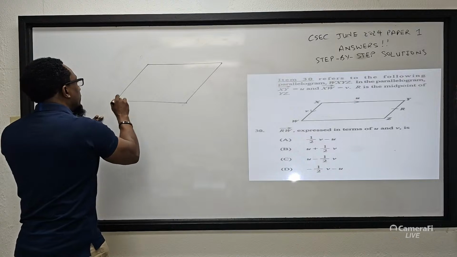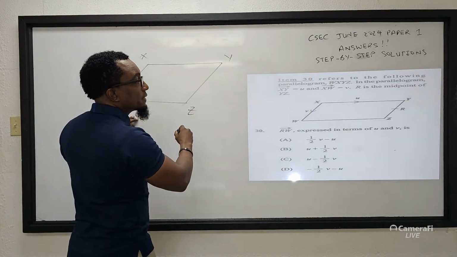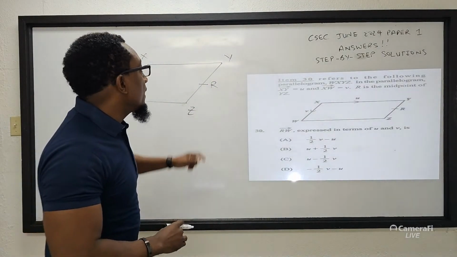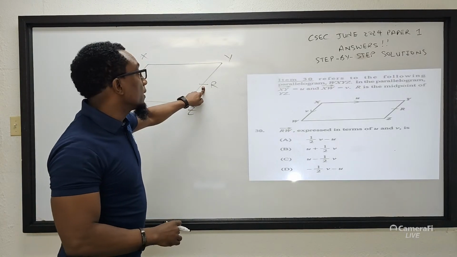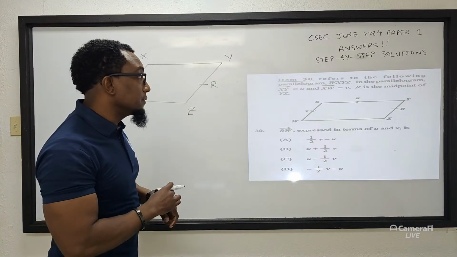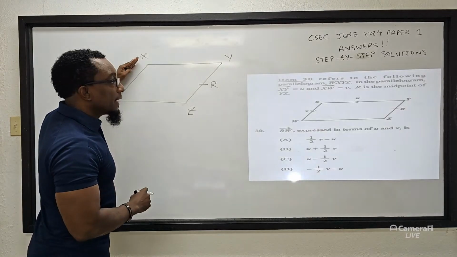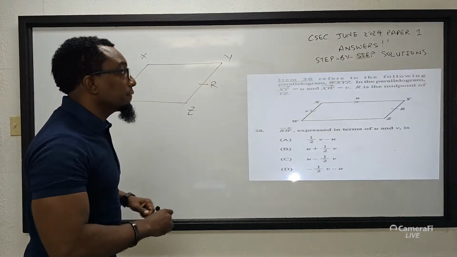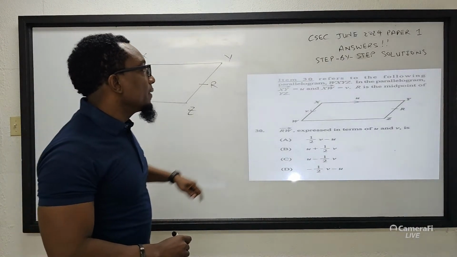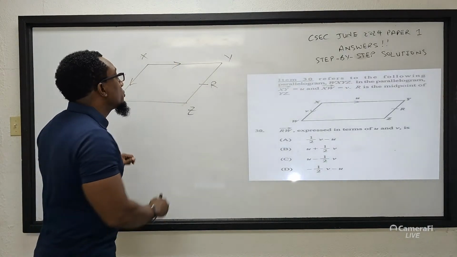This is W, this is X, this is Y, this is Z. Here it says R is a midpoint of YZ. And we know when we talk about midpoint, it's going to divide vector YZ in half. We're going to cut it in half into two equal vectors. So it states here that XW, this is the direction of your vector from X to W. The magnitude is V. And we have vector XY moving from X to Y. The arrow will indicate that the magnitude is U.